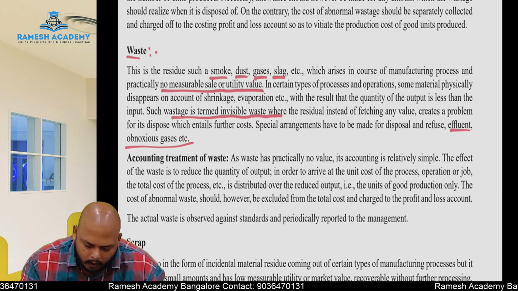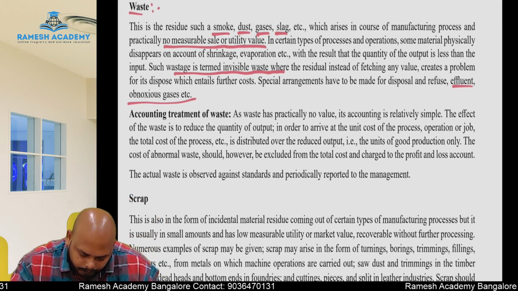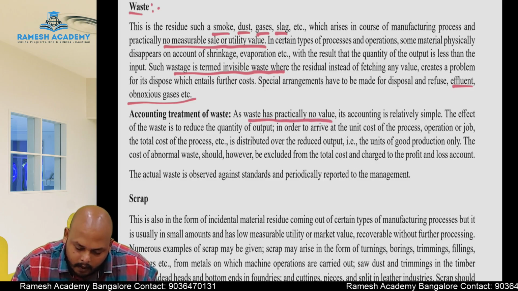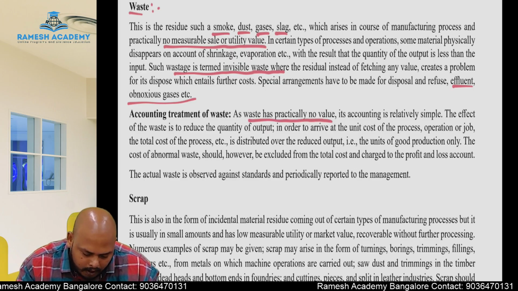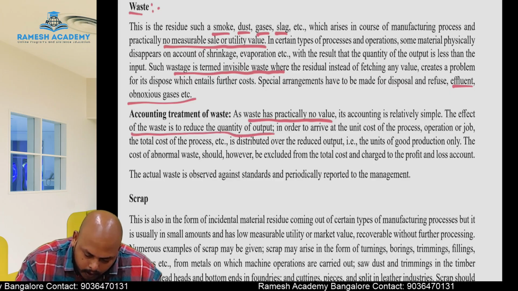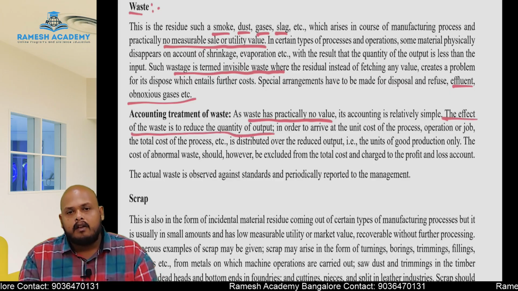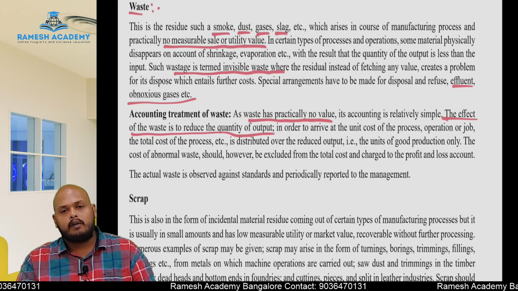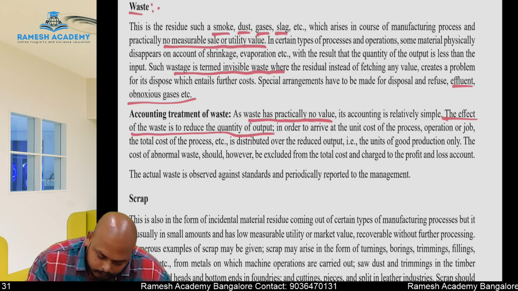Now, what is the accounting treatment for wastage? As waste has no practical value, its accounting treatment is relatively simple. The effect of the waste is to reduce the quantity of the output. Definitely, because when the wastage is there, the given input will not be equal to output.